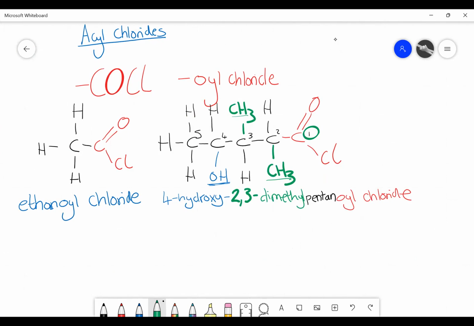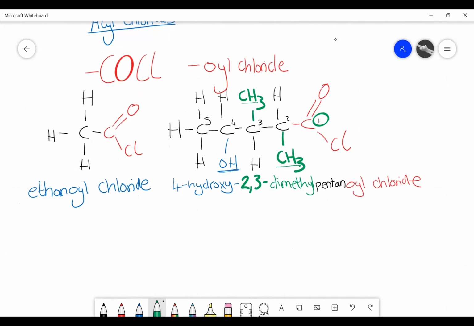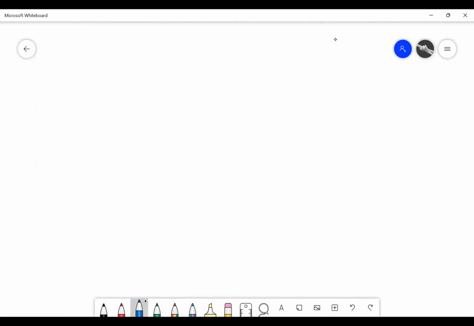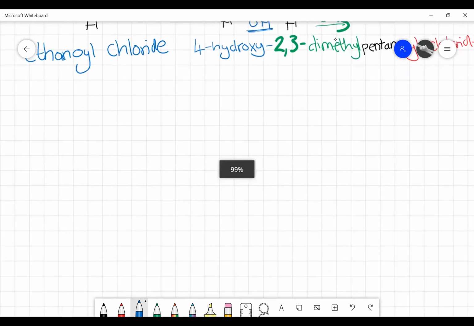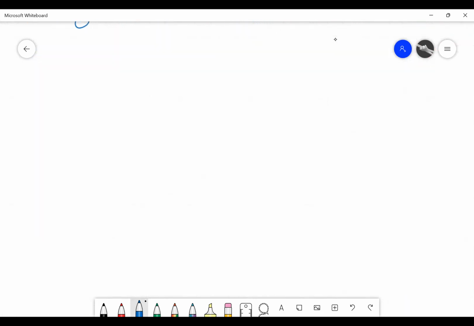Acyl chlorides, what's good about them? Well, they really, really easily lose their chlorine. So they can react with a lot of different molecules to lose that chlorine, and that's what we're going to look at now. One of the molecules that they can react with to lose that chlorine is water. I'm going to use ethanol chloride as our starting acyl chloride, just as this example for every single one where they're reacting. It just makes it a little bit easier.